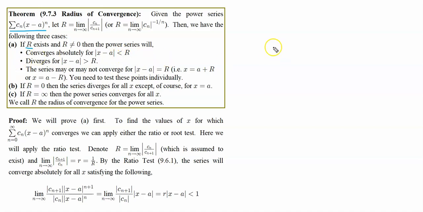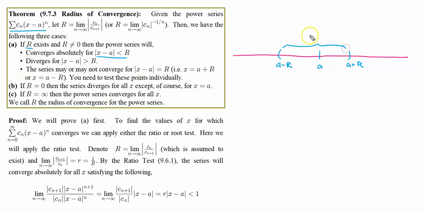Or in other words, let's put a number line over here to illustrate this. If this is a, say right here would be a plus r, and over here would be a minus r. Now this is the same as the interval from a minus r to a plus r. So in here, you would have absolute convergence. Okay, so for any x you pick in here, your power series will converge absolutely.